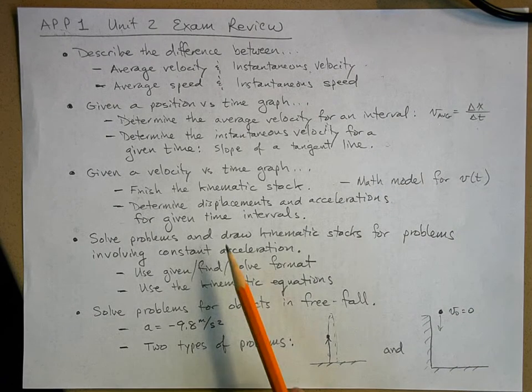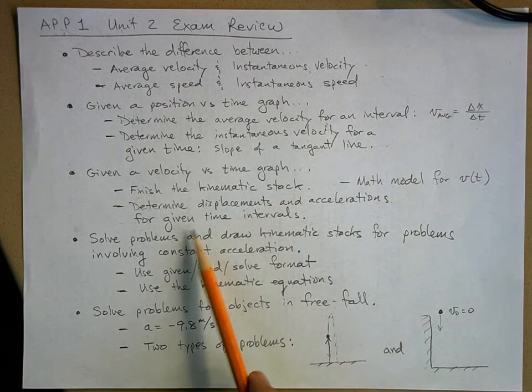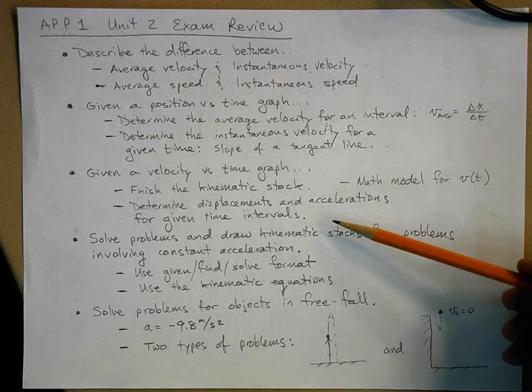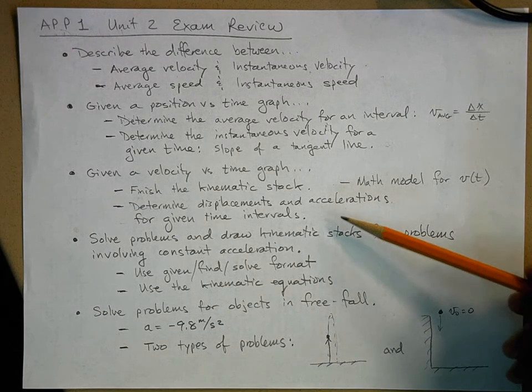And well, the displacements and accelerations for given time intervals, you're going to have to look at the graph. Basically, there we're dealing with slopes, right? If you have a velocity versus time graph, the slope of that is your acceleration. The area underneath the graph is your displacement. So make sure you can go back and forth. I mean, if you can draw the kinematic stack, you can figure out the other stuff.